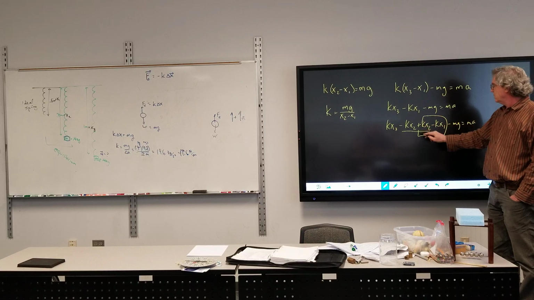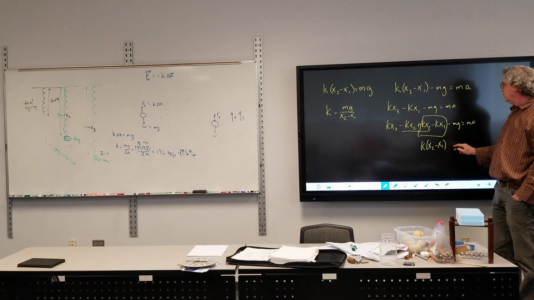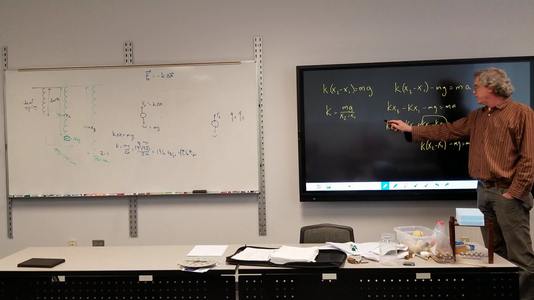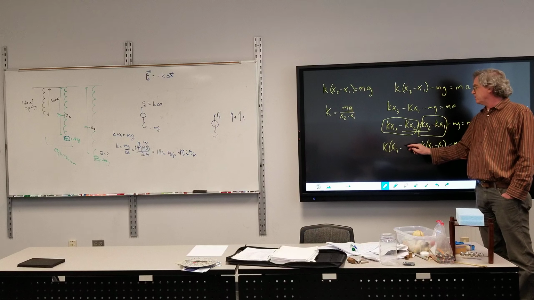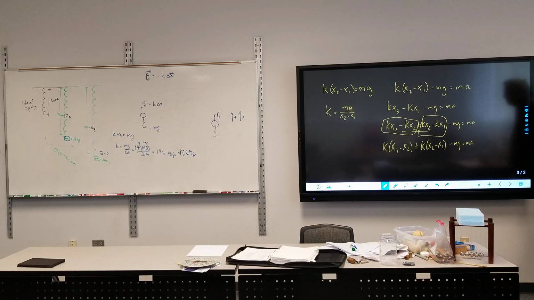This right here is k times (x2 minus x1). And this right here is k times (x3 minus x2). And that allows people to catch up or ask questions or point out mistakes.